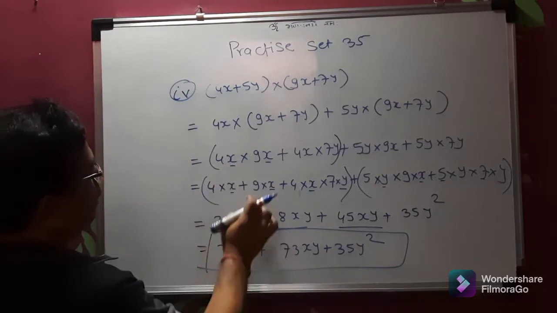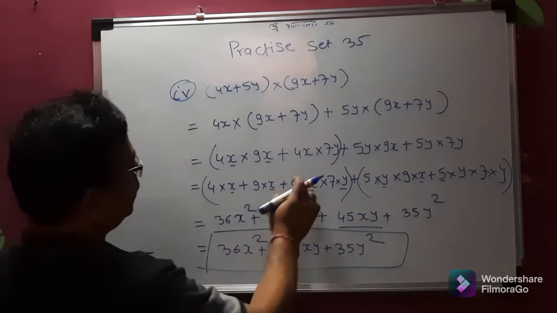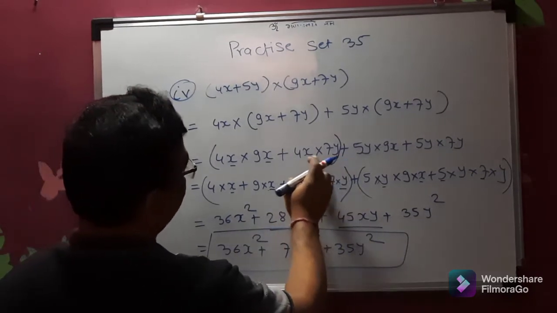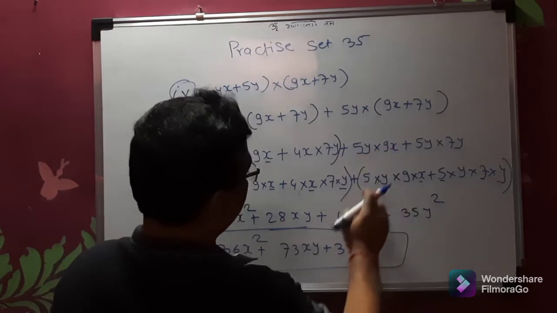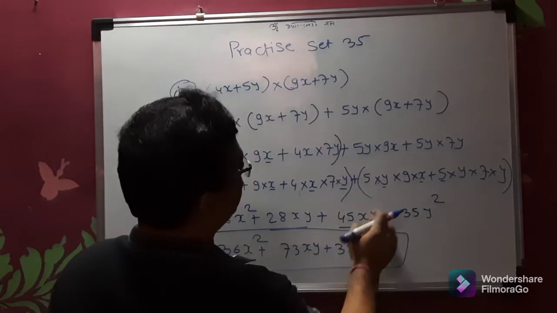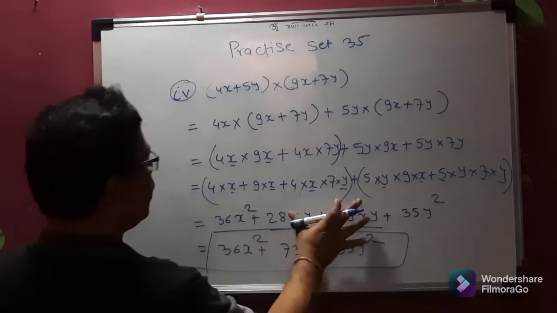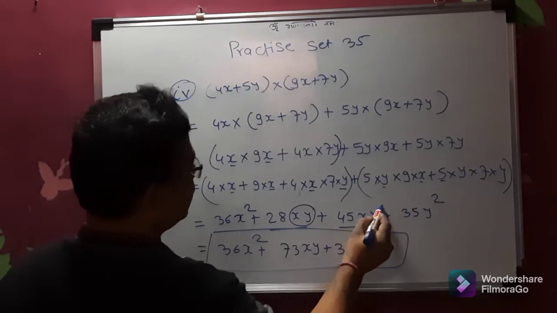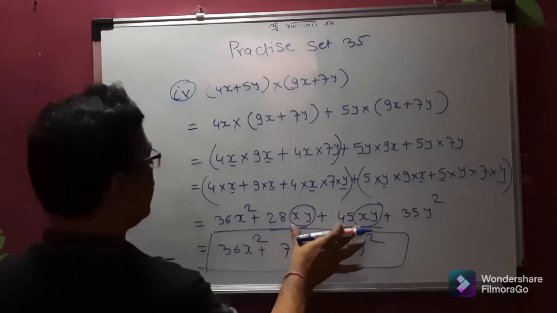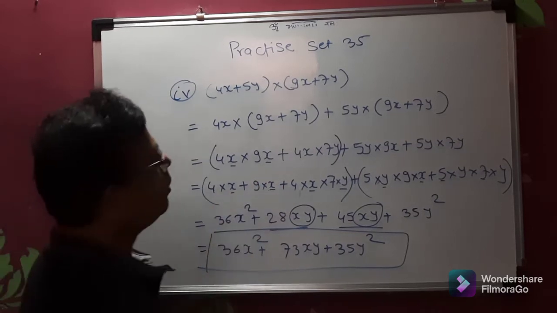So 9 4s are 36, x times x is x square, then 4x into 7y, 7 4s are 28xy, then 5 9s are 45xy, then 5 7s are 35y square. Then we have to add these because they have similar variables xy, so we add these terms over here. To make it understood, I have included this.